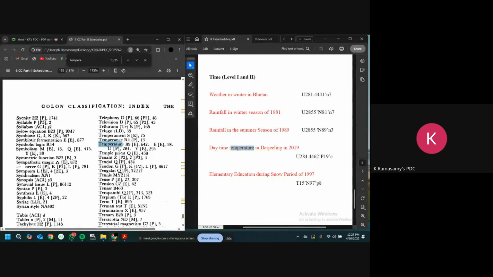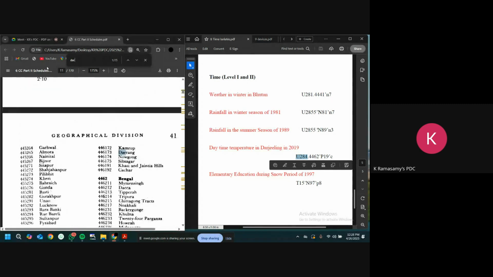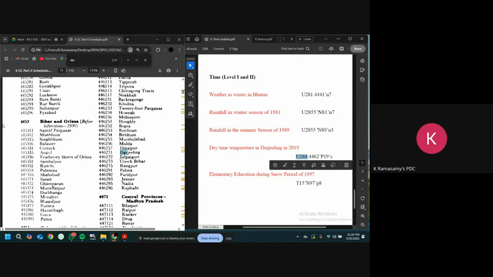So temperature is here. What is the number for geography? UP 284. U personality 284. So I write 284. Then what is the number for Darjeeling? I need to find out what is the number for Darjeeling. DARJEE. Darjeeling. Okay, so the number for Darjeeling is 446271. Okay, Darjeeling. So write the number.